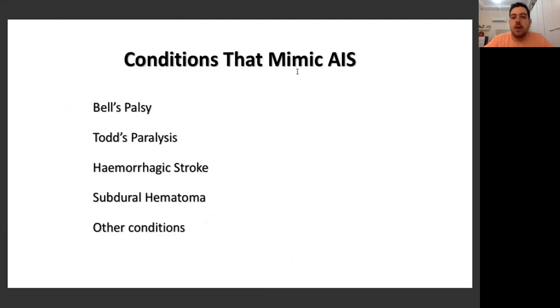So what are the conditions that can mimic a stroke? Of course, you need to make sure that it's a stroke before you treat it with a TPA. Otherwise, you will sometimes kill the patient if you give them a TPA and they develop a hemorrhage.